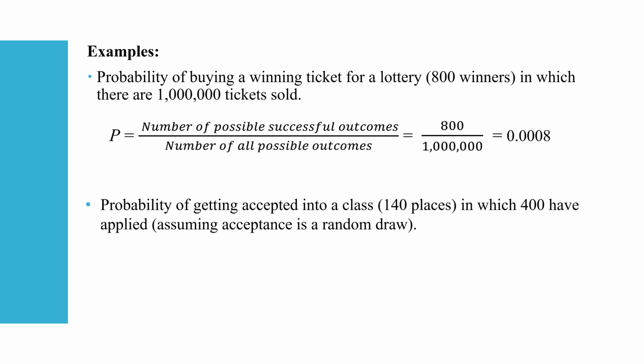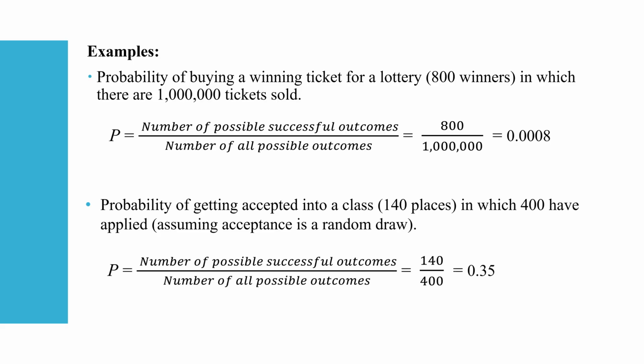Or say we're interested in the probability of getting accepted into a class that has 140 places and 400 people have applied, and we're assuming that acceptance is a random draw. We would take that equation and have 140 divided by 400, which is 0.35, or a 35% chance of getting a seat. And again, you can solve this equation over and over, but you are still going to get the same numbers. The probability doesn't change with repetition.